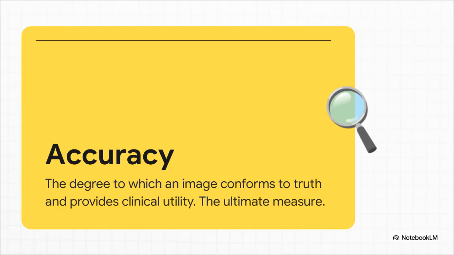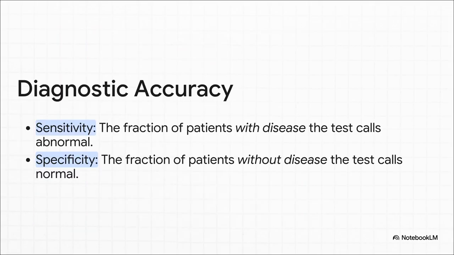And this brings us to the final, and you could argue the most important pillar of all: accuracy. Because at the end of the day, all those other factors, they all serve this one goal. Does the image, with all its good points and its flaws, tell the truth? Does it lead the doctor to the correct diagnosis? That's the only test that really matters. So how do we measure that? Well, it comes down to two key things.